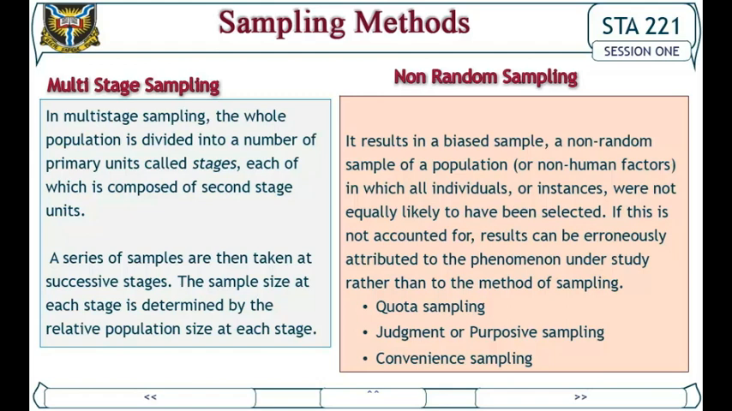Non-random sampling methods. It results in a biased sample, a non-random sample of a population or non-human factors in which all individuals or instances were not equally likely to have been selected. If this is not accounted for, results can be erroneously attributed to the phenomenon under study rather than to the method of sampling. Quota sampling, judgment or purposive sampling, convenience sampling.